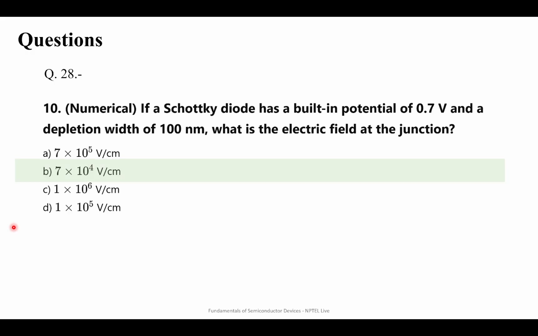So the answer to this would be 7 into 10 to the 4 volt per centimeter. Basically, you just have to divide the built-in potential by the depletion width to get the electric field, which is 0.7 divided by 100 nanometer. If you do that, you will get 7 into 10 raised to the power 4 volt per centimeter.